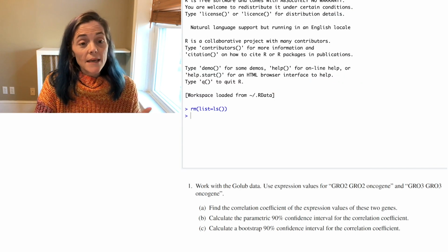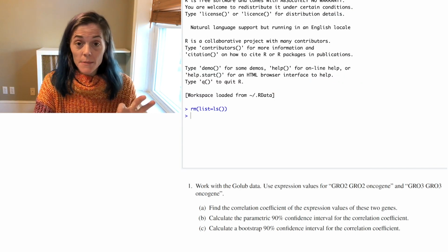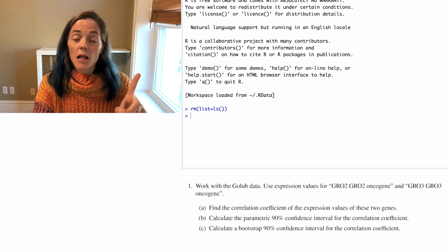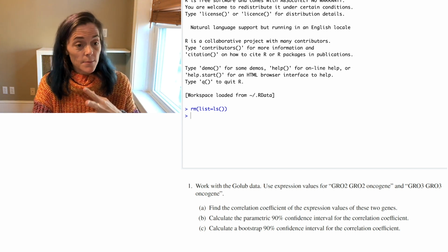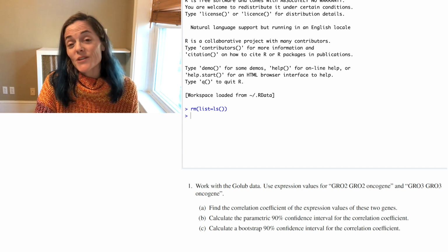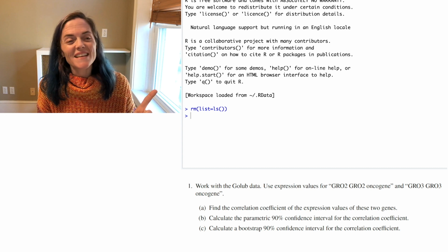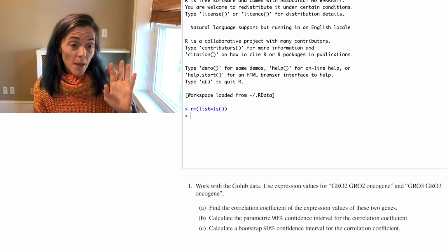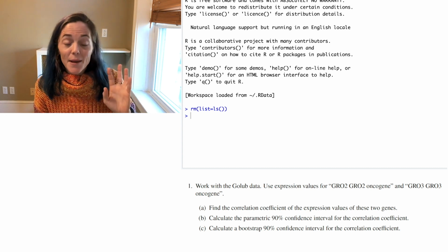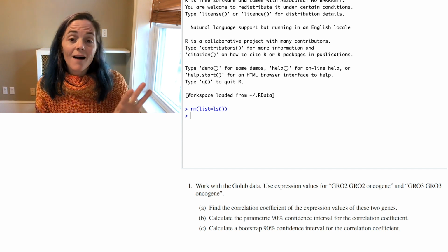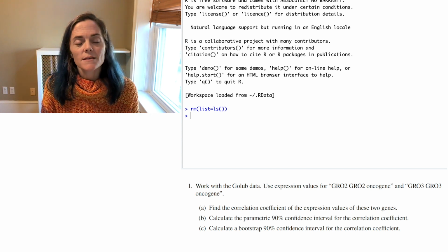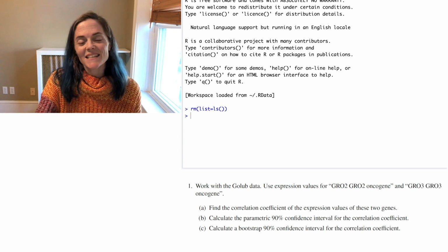Number 1, I give you the gene names as listed in the second column of Golub.gene names. We want to use the expression values for these 2 genes, find the correlation coefficient, and then we want parametric 90% and bootstrap 90% confidence intervals for this correlation coefficient.